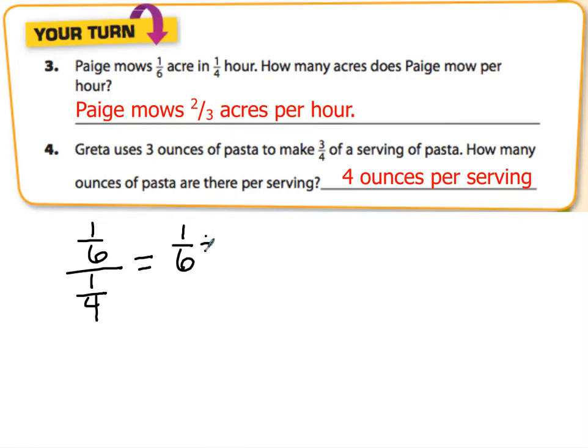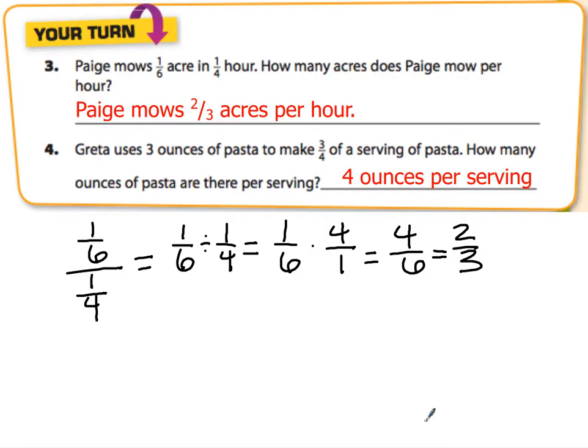So 1/6 divided by 1/4. And remember, keep, change, flip. So keep, change, flip. This turns into, so 1 times 4 is 4, 6 times 1 is 6. And simplified, so yes, we can do it like this and simplify. What I also want you to start working on is that you can do 1/6 times 4 over 1, and you can cross simplify. 6 and 4 are both divisible by 2. 4 divided by 2 is 2. 6 divided by 2 is 3. 1 times 2 is 2. 3 times 1 is 3, and you also get 2/3.